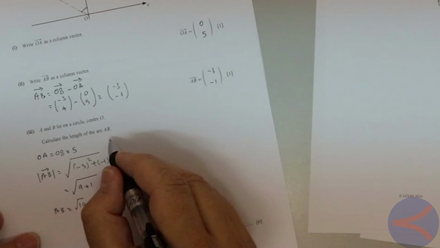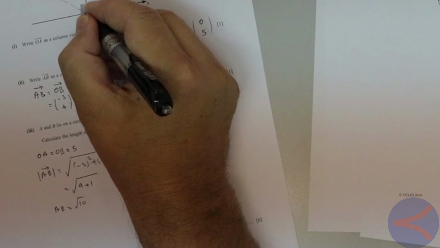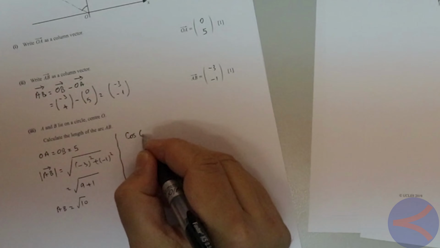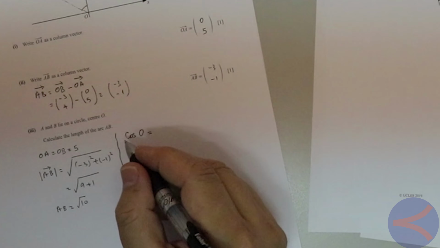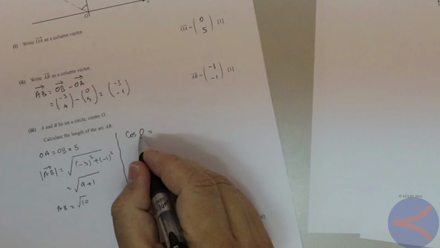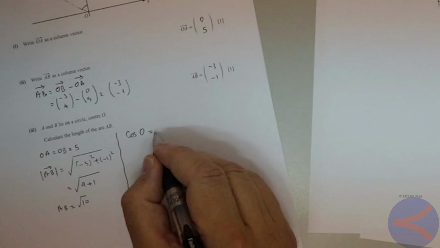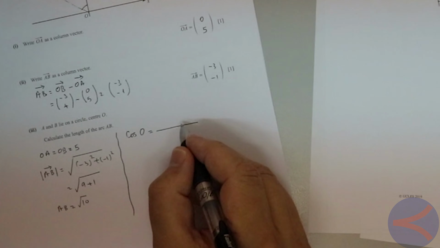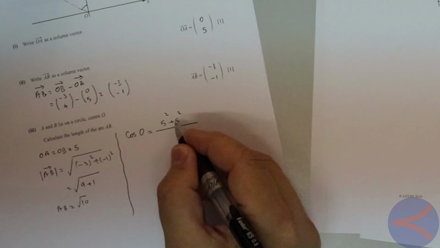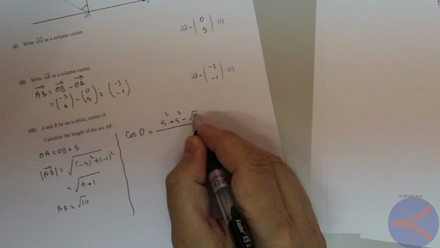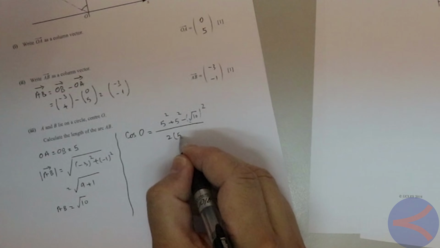If you remember the cosine formula, I give it to you. Suppose we call this angle O. Cosine of the angle O is equal to, not 0, it is O. Angle O, don't mistake it with the 0. Cosine of angle O is equal to (5 squared plus 5 squared minus square root of 10 squared) divided by 2 times 5 times 5.